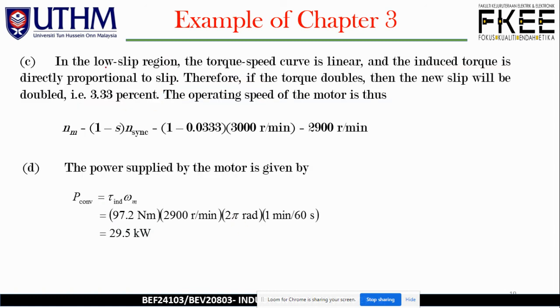So now in the low slip region, the torque speed curve is linear. You can recall from the previous slide or the earlier part of the video. We see that at the low slip region, the torque speed curve is actually quite linear, and then the induced torque is directly proportional to slip. So therefore, if the torque doubles, then the new slip will be double too, for example, 3.33%. The operating speed of the motor is thus.